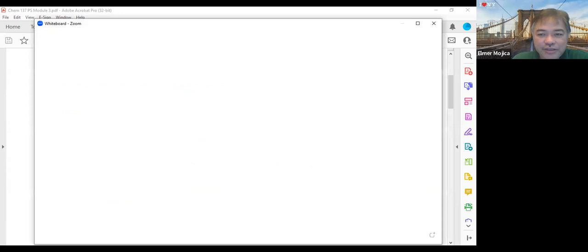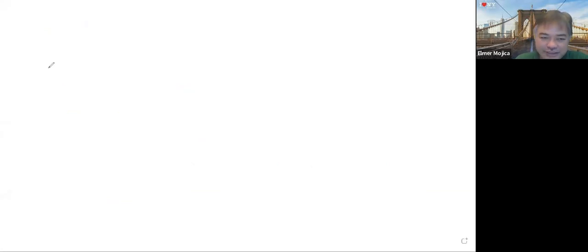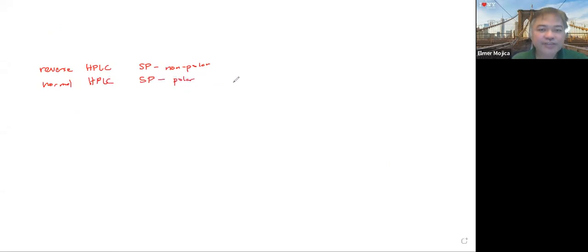So if we have what we call the RPLC, the reverse HPLC, okay? So usually when you have a reverse, that means your stationary phase is non-polar. If you have the normal HPLC, the stationary phase is polar. So if your stationary phase is non-polar, the polar elutes first, right? Here, the non-polar elutes first.